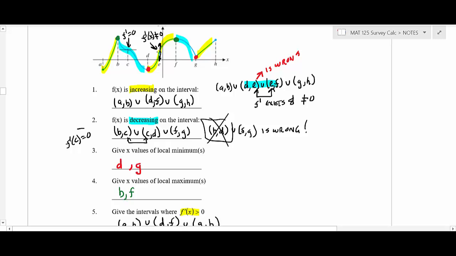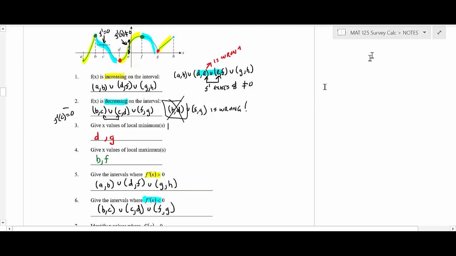Okay, so that's it. Now I'm going to zoom out on this a little bit, and when we get to number 5, the answer to number 5 is the same as it is to number 1. The derivative is positive wherever the function is increasing. So it's the same answer as problem 1. And then the answer to number 6 is the same thing as where the function's decreasing, so it would be the same answer that you would have on number 2.